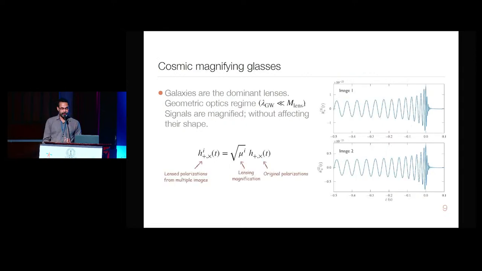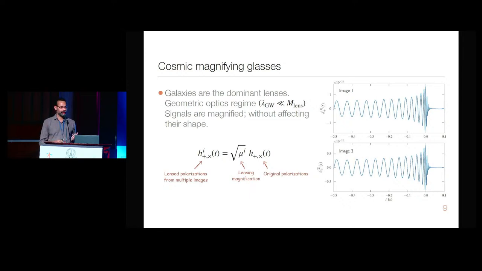So what are the kind of things that we would see as an effect of gravitational lensing? Here also, galaxies are the most likely lenses, and the wavelength of the gravitational waves is still very, very small as compared to the gravitational scale of the galaxies. So everything is geometric optics, or ray optics, in the case of lensing by galaxies. So we would see no distortion of the signal.